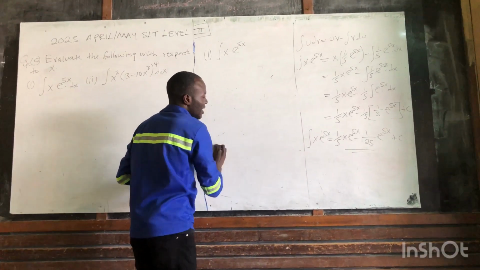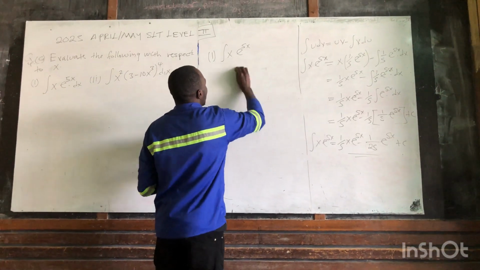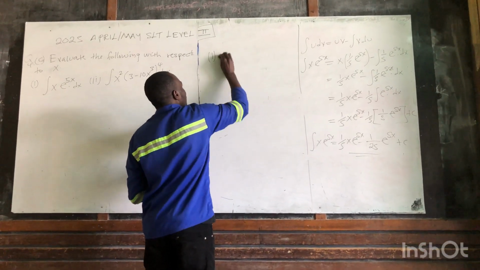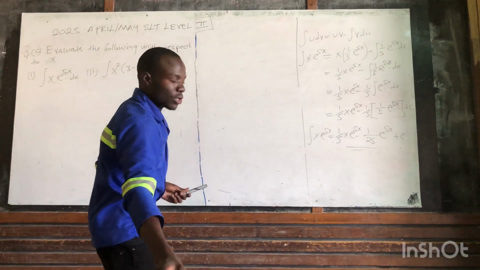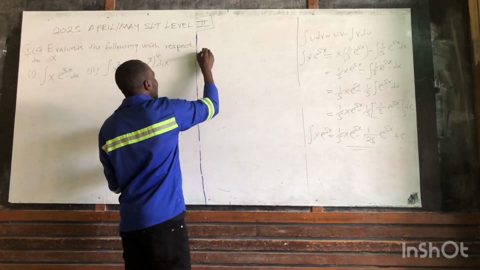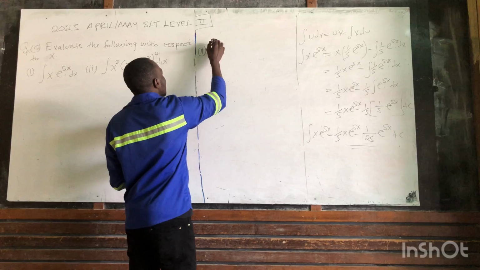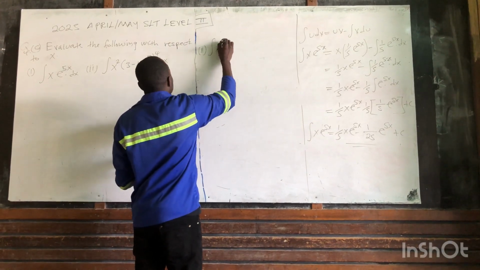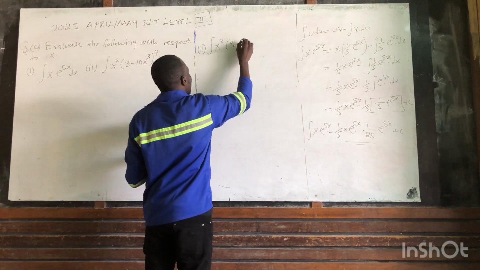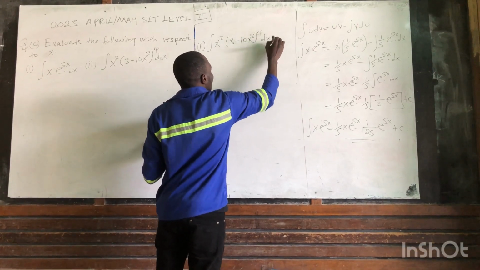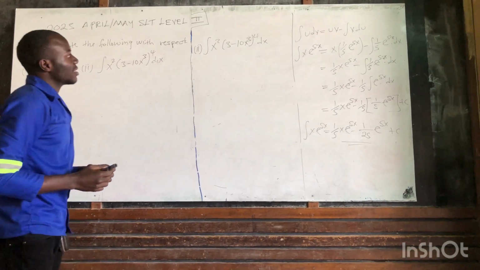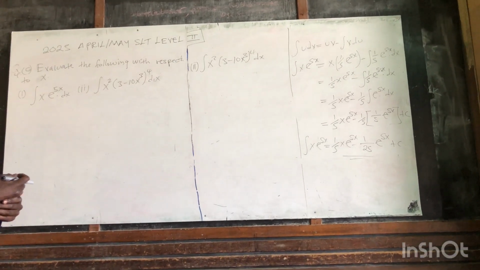You have to bear in mind that every time you are integrating, make sure you arrive at the common integral. So what we have here, question 2, is the integral of x squared times (3 minus 10x to the power 3) raised to the power 4 dx. In this case, we are going to use U-substitution.